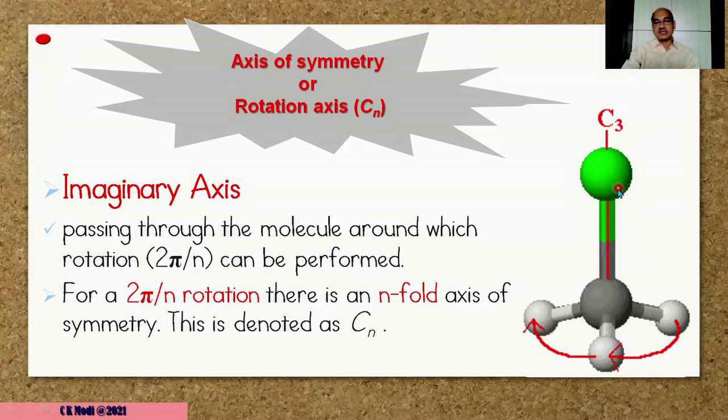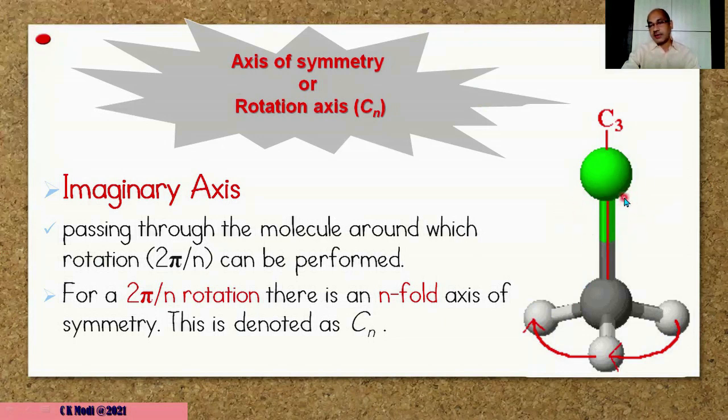If I perform rotation around that imaginary axis by a particular degree, and after that rotation I get an equivalent structure after performing these cyclic operations. For example, if I perform these cyclic operations on this rotation axis at 120 degree rotations, what will happen? This atom comes over here, these atoms come over here, and these atoms come over here. The new structure is called an equivalent structure.